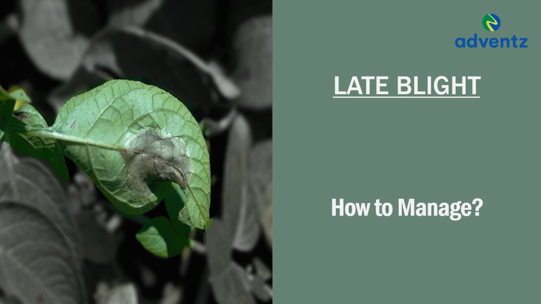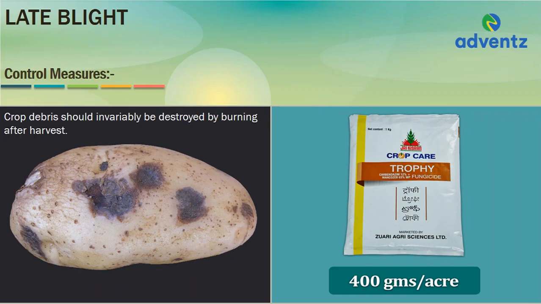How do we manage late blight? Let's look at the control measures of late blight. There are two ways of controlling late blight. We need to destroy all remaining residue after harvesting, by burning it. And the second control measure is that it is recommended that we apply trophy at the rate of 400 grams, and this trophy is applied by spraying on the crops.